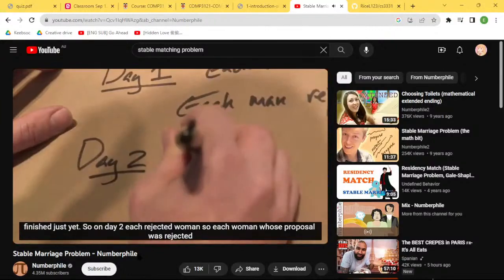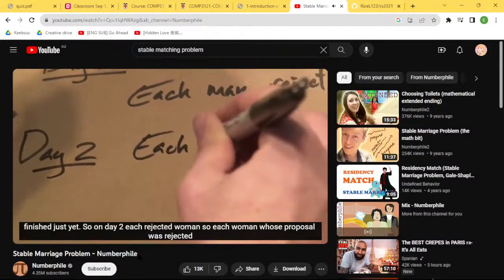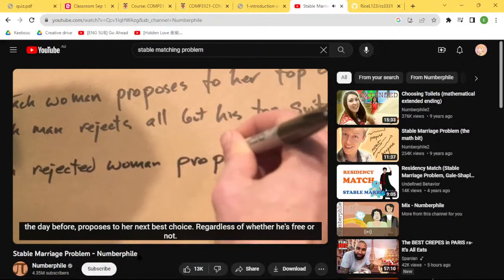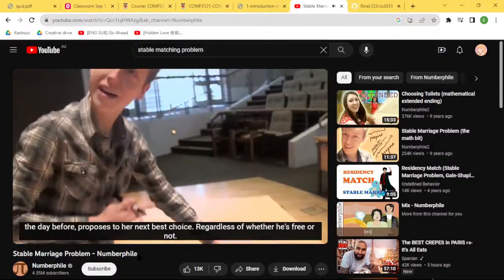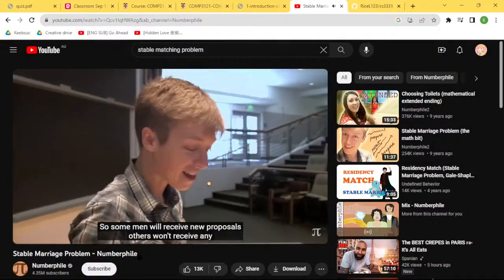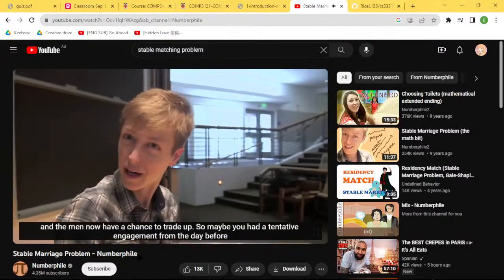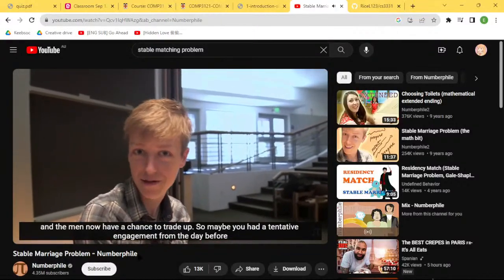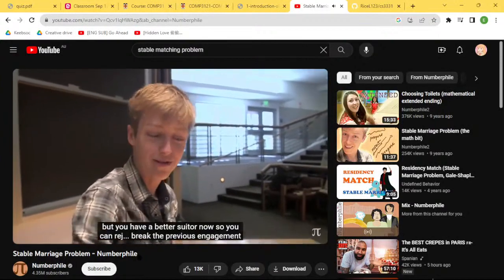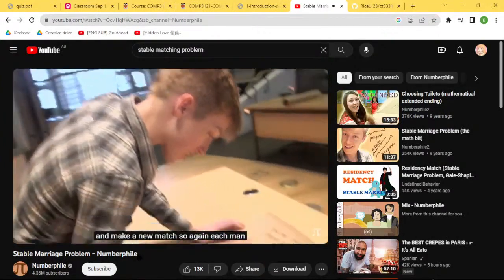So on day 2, each rejected woman, so each woman whose proposal was rejected the day before, proposes to her next best choice, regardless of whether he's free or not. So some men will receive new proposals, others won't receive any. And the men now have a chance to trade up. So maybe you had a tentative engagement from the day before, but you have a better suitor now, so you can break the previous engagement and make a new match.